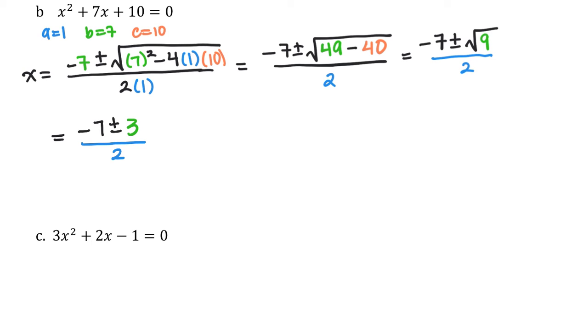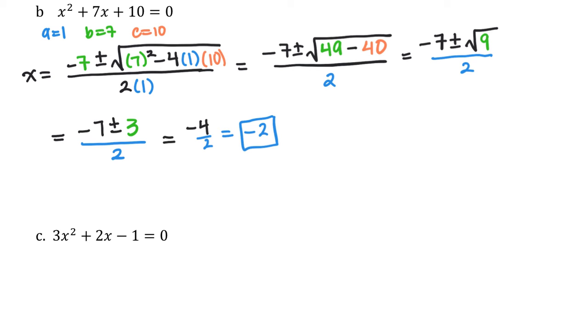Okay, now let me think about my answers here. Remember, one of my answers is negative 7 plus 3 divided by 2. The other one is negative 7 minus 3 divided by 2. So let's first consider negative 7 plus 3. Negative 7 plus 3 is negative 4, divided by 2, which gives me negative 2 for one of my answers.